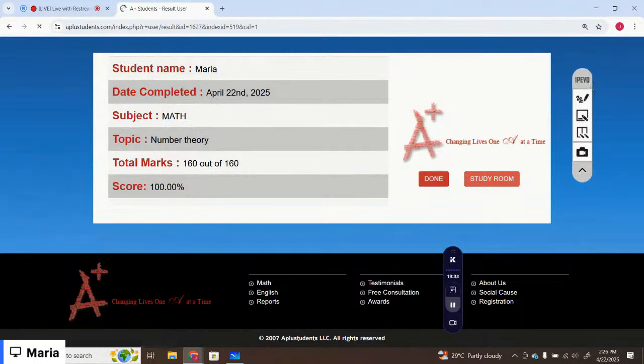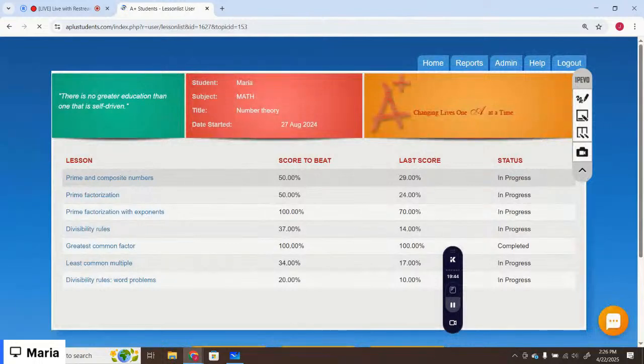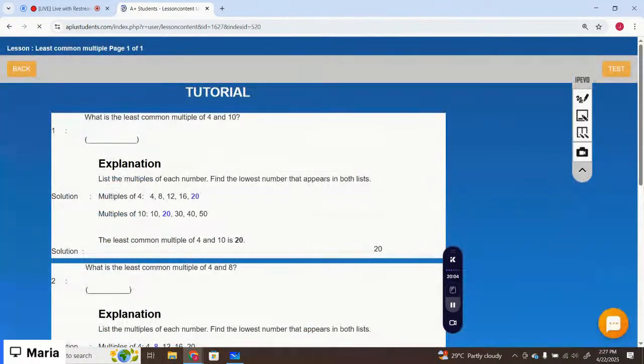The next one is least common multiple. That is least common multiple. What is the least common multiple of 4 and 10?